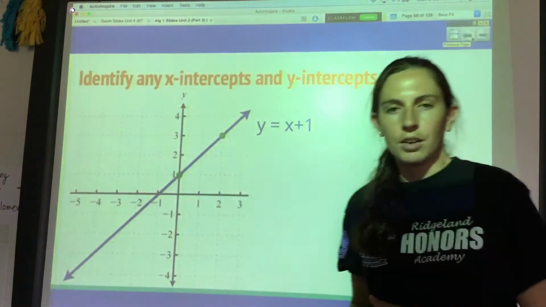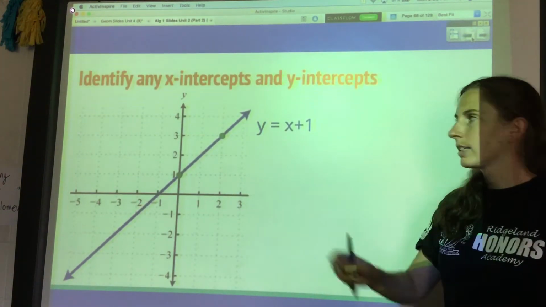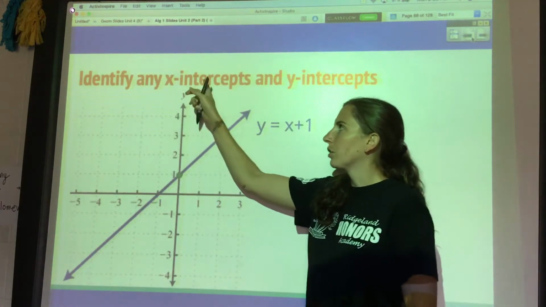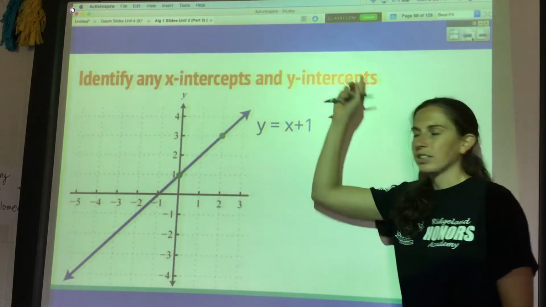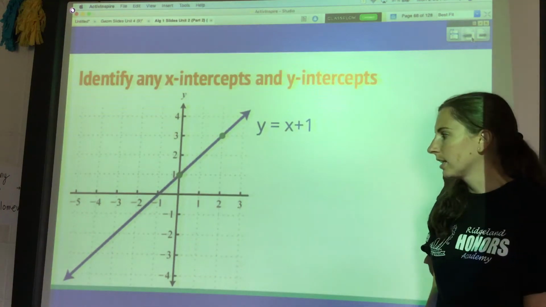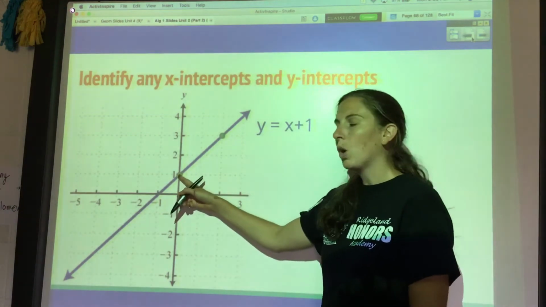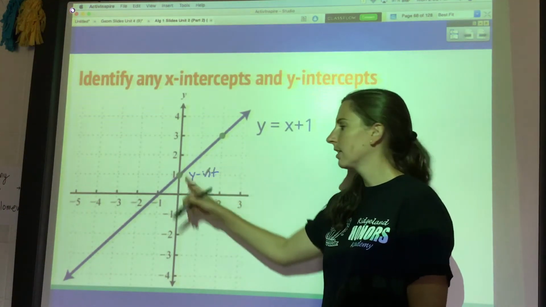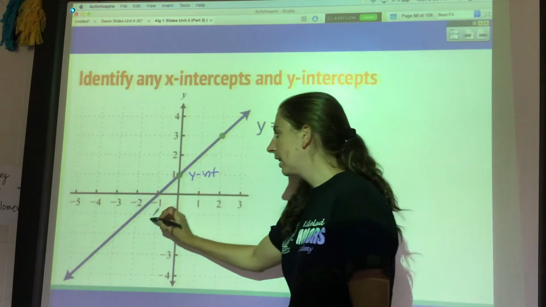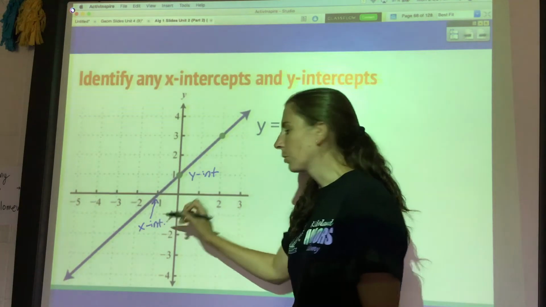Over a little bit of review on how to find x and y-intercepts. Remember, an x-intercept is where you intercept the x-axis, like, where does it hit the x-axis? And a y-intercept is where it hits the y-axis. So in this graph, it's pretty clear. 1 is the y-intercept, because that's where it hits the y-axis, and -1 is the x-intercept, because that's where it hits the x-axis.